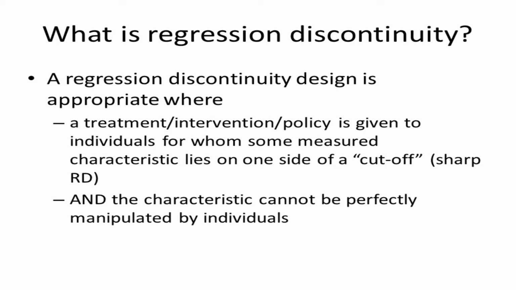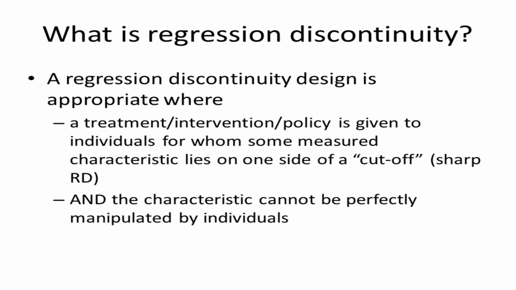Also, this characteristic cannot be perfectly manipulated by individuals. Now, I just gave date of birth as an example, and of course date of birth cannot be manipulated at all, but in a minute I will show you some more examples. It needs to be the case that this characteristic can't be perfectly manipulated, otherwise we might worry that people who particularly want or particularly don't want this policy intervention are just going to manipulate this characteristic so they fall the right side of the discontinuity.